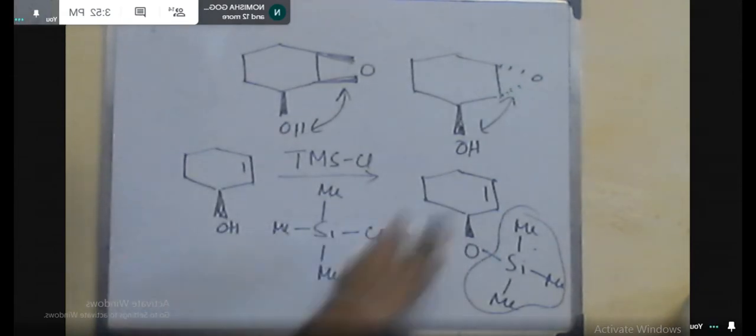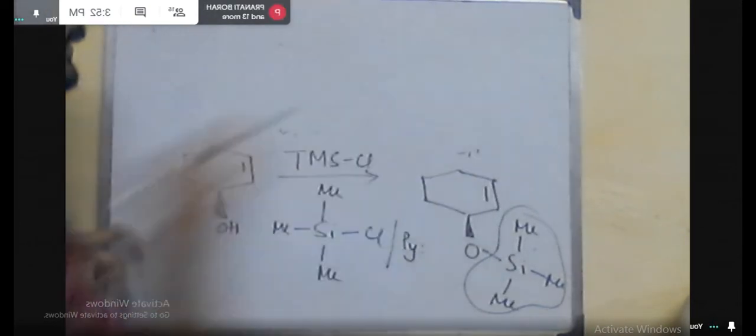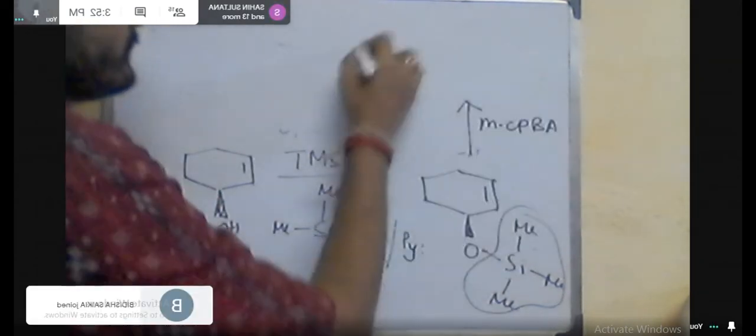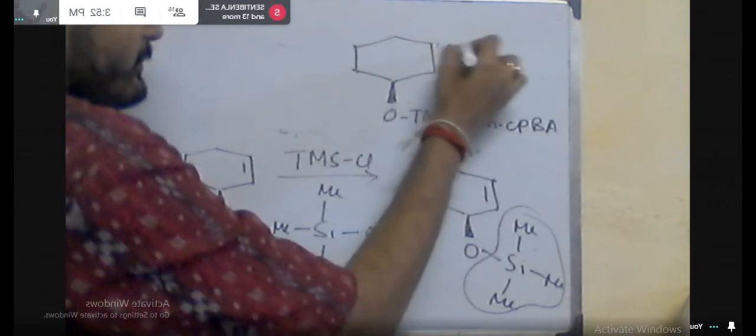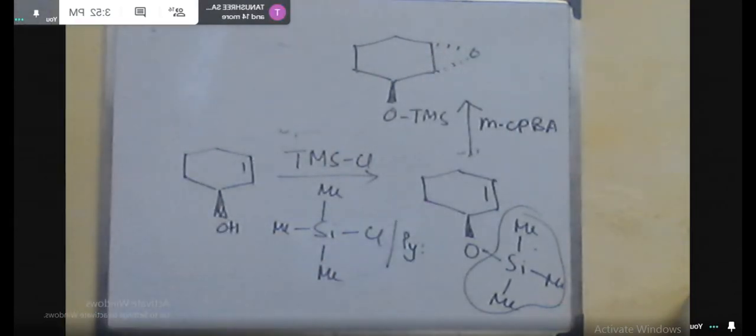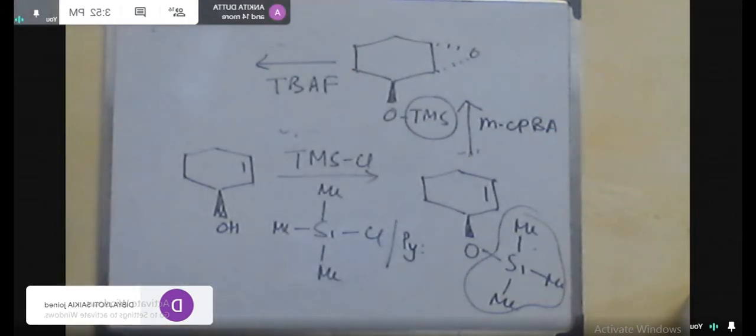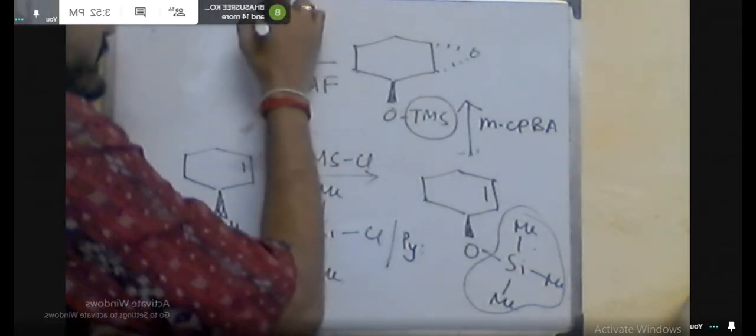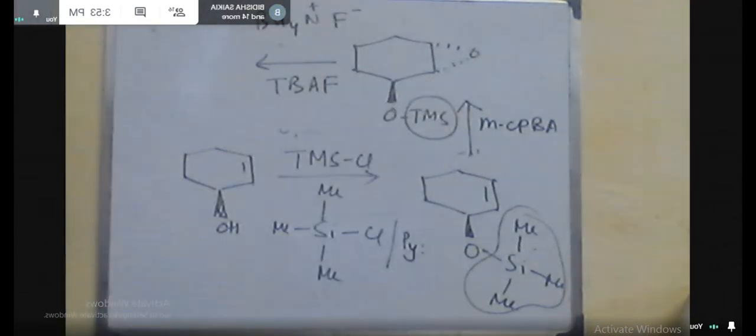And now in the final step, for the deprotection of the TMS group, we use TBAF, tetrabutylammonium fluoride. Generally fluoride has a higher affinity towards silicon. Tetrabutylammonium fluoride is the deprotecting agent of the TMS group. So it will be converted to this epoxide. So that is the utility of the reaction. Okay, so this is the epoxidation pathway. Now there is another important topic, that is the Sharpless asymmetric epoxidation.